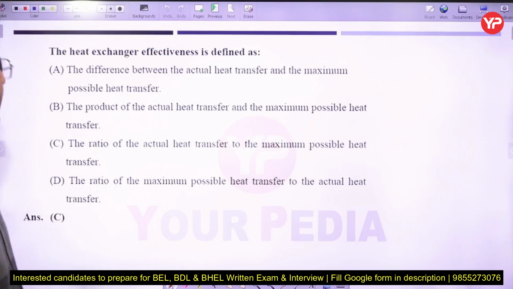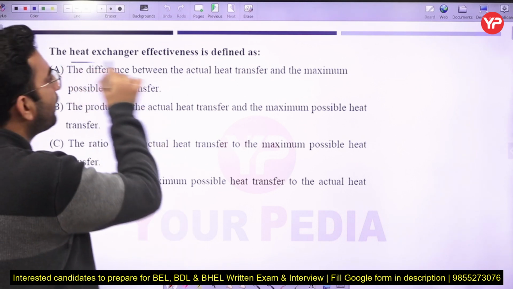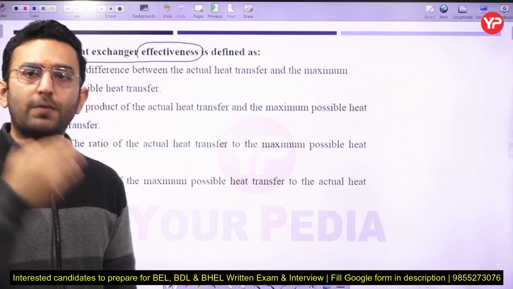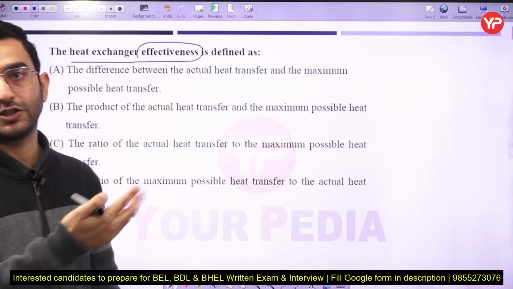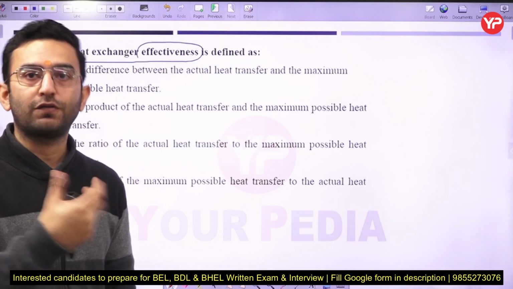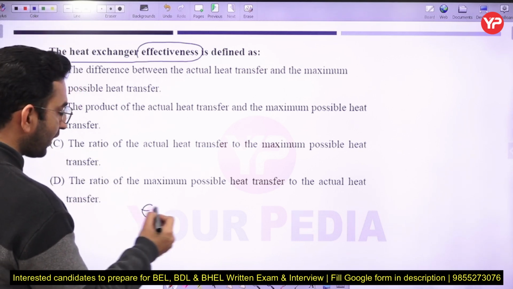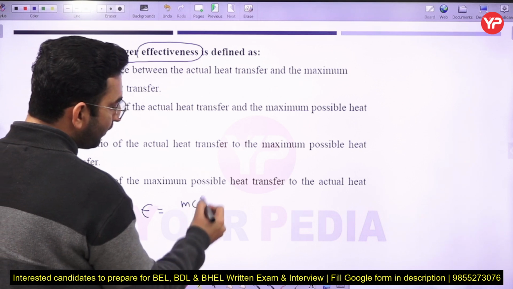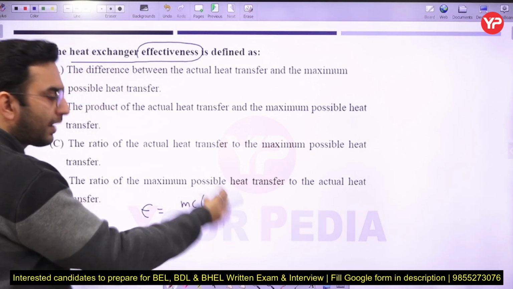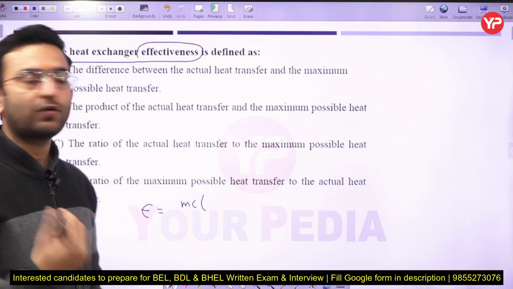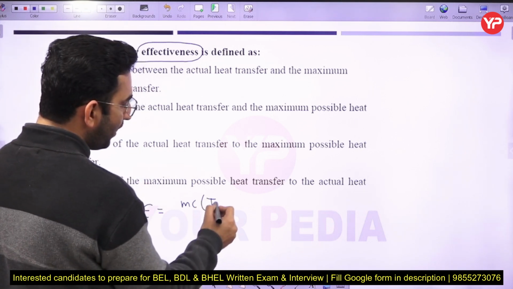Next part, the heat exchanger effectiveness is defined as the difference between the actual heat transfer and the maximum possible heat transfer. Whenever you are defining the effectiveness of the heat exchanger, effectiveness is defined as the ratio of the actual amount of heat transfer taking place over the heat exchanger to the maximum possible heat transfer which can take place in the heat exchanger. How do you calculate this? The effectiveness is calculated as MC. You can calculate the actual amount of heat transfer either from the hot fluid or from the cold fluid. So here I am just writing this simple formula.